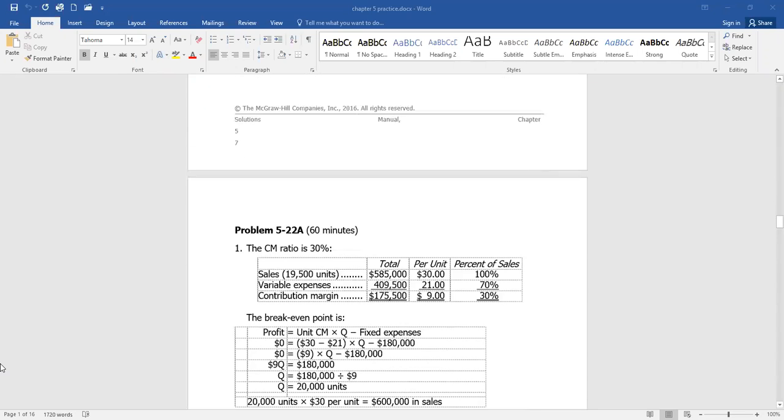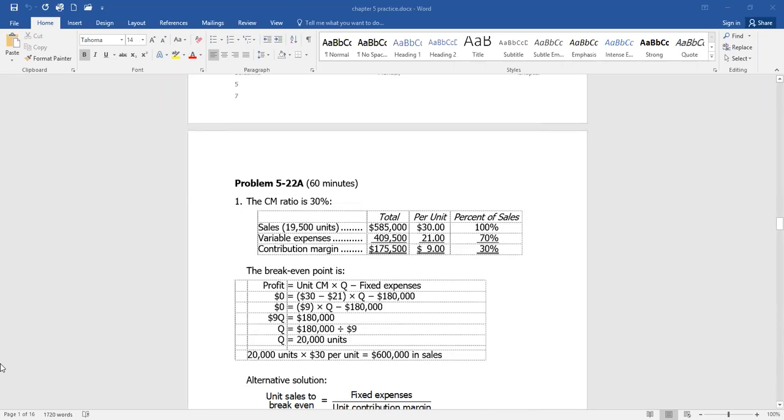Okay, so let's take a look at 522. Due to erratic sales of its sole product, a high-capacity battery for laptop computers, PEM Inc. has been experiencing difficulty for some time. The company's contribution format income statement for the most recent month is given below. So they sell this battery at $30 each. The variable expenses are a total of $409,500. So if you take $409,500 divided by the 19,500 units, variable costs are $21 each, which leads to a $9 per unit contribution margin, or $175,500 in total.